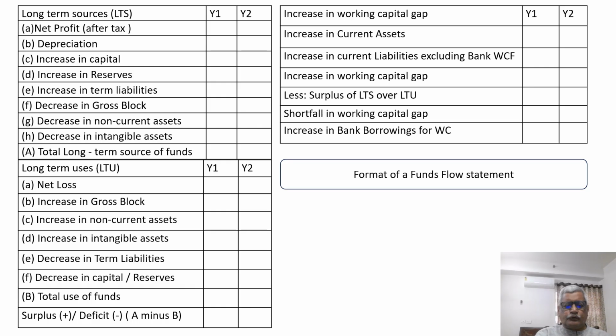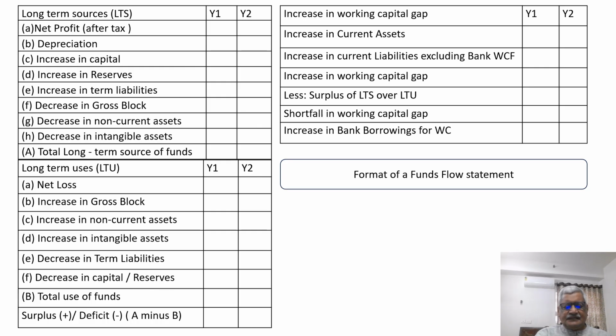Any increase is a source, any decrease is also a source. So you get total long-term sources of fund. When it comes to long-term uses, instead of net profit, suppose there is a net loss, that is to be taken. Then increase in gross block, increase in non-current asset, increase in intangible assets.